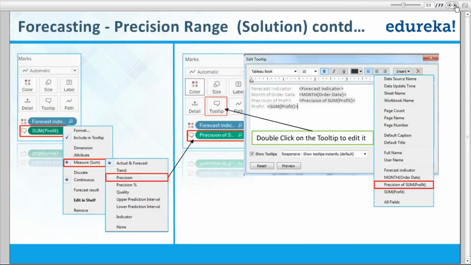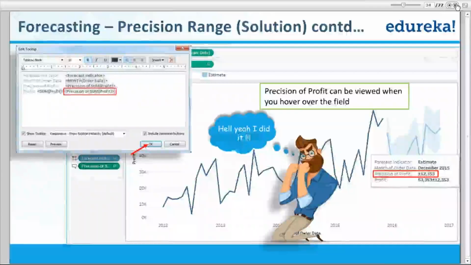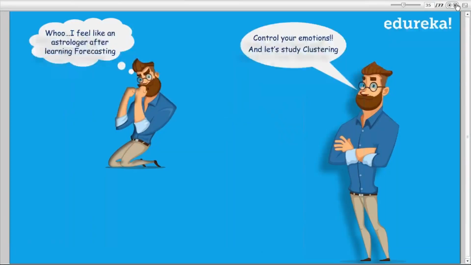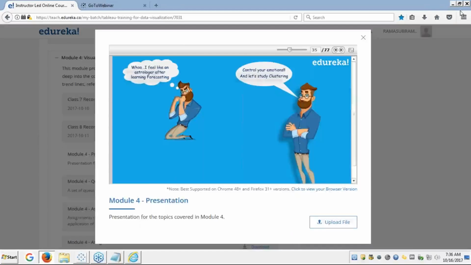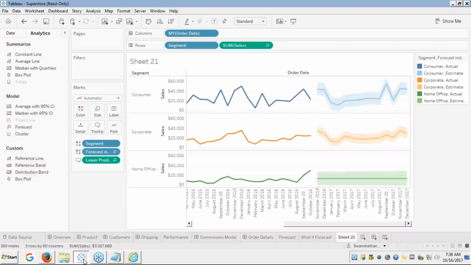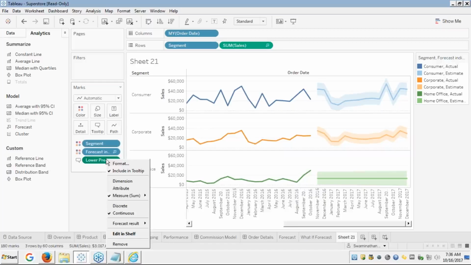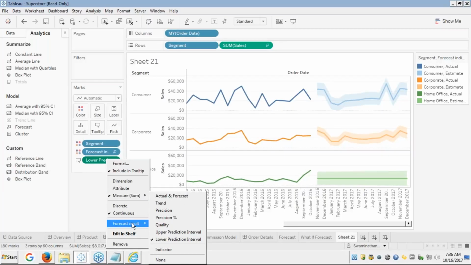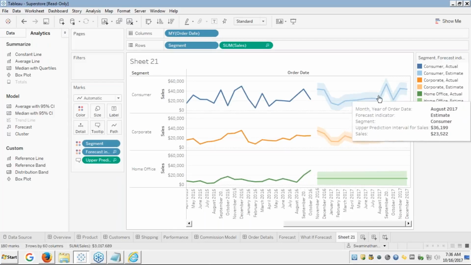After you drop this in the tooltip, you can right click this particular sum of profit, go to precision and change the precision. So here instead of this precision, if you want an upper or lower prediction interval, you can choose this upper prediction interval or lower prediction interval from here only. After you choose that, you will be able to see the results there, which appears with your upper and lower prediction intervals or with your precision. So that's what we did here. We just went to this forecast result, and we chose this upper prediction interval or lower prediction interval.